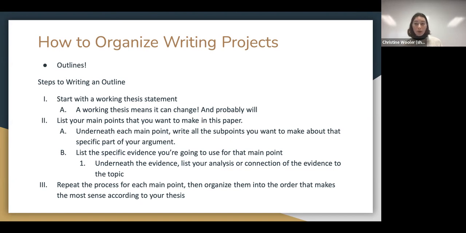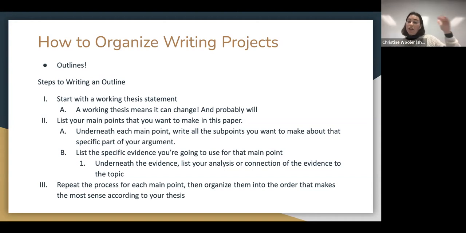And these can be pretty broad, pretty vague. They don't need to be super specific, but just list all of them down. Get them on the page, just what you want to talk about in this paper, the main points that support your thesis. And then underneath each of those main points, write out all the subpoints that you want to make about that specific part of your argument.